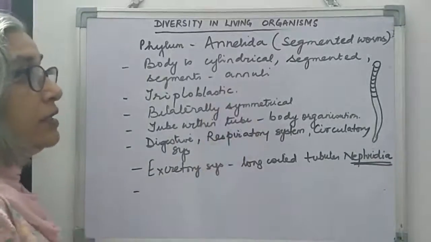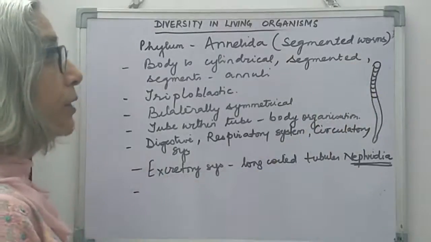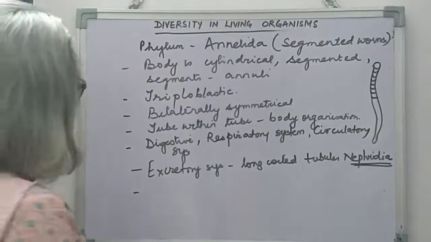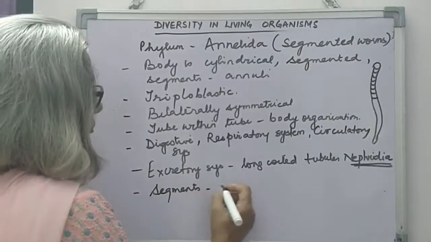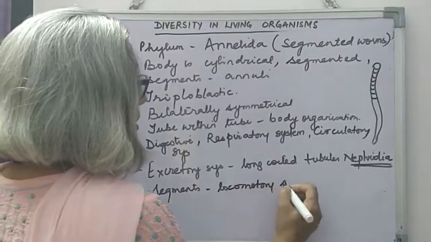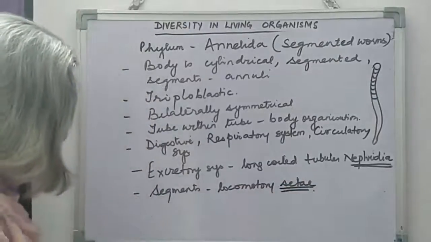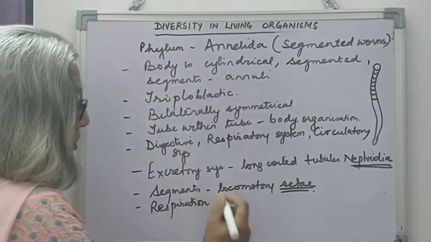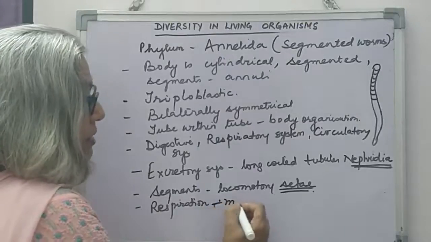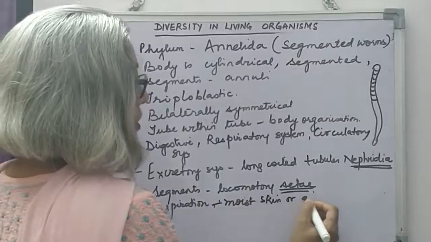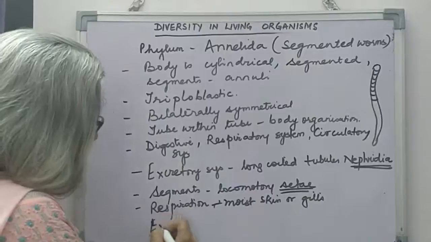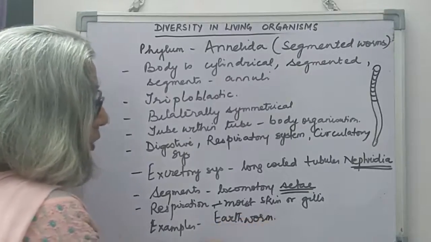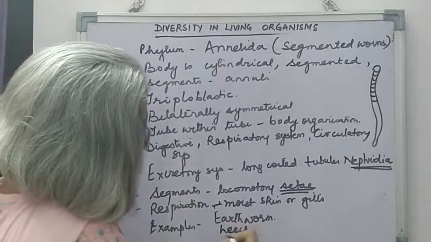Now, sometimes the segments of these segmented worms have locomotory organs which are called setae. This is important. And respiration in these organisms is through moist skin or sometimes by gills. The common examples of these organisms are earthworm, Pheretima posthuma, then we have leech, Nereis.